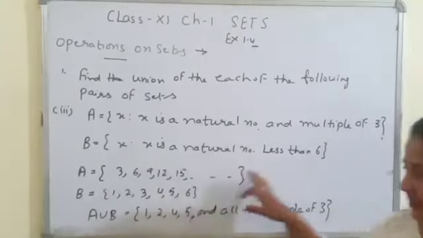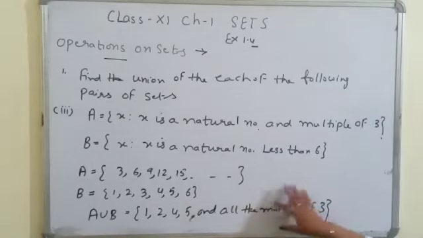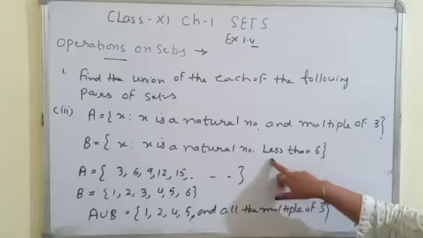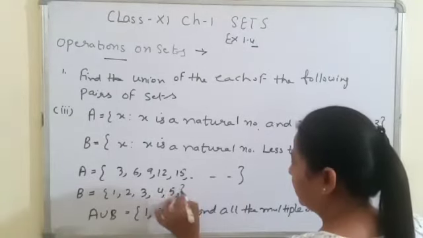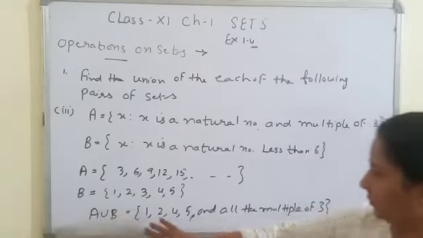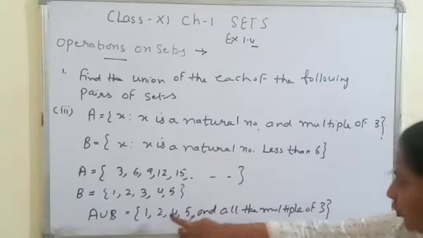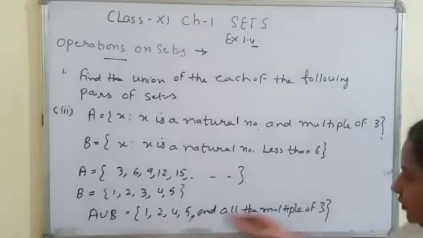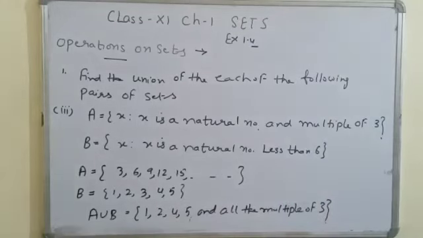Again I am repeating, set A is multiples of 3. No limit is given here, so it is infinite. The second one is B, which has natural numbers less than 6, so we will write up to 5, not 6. Now the collection of A union B: write down the elements 1, 2, 4, 5. I am not writing 3 here because 3 is included in the multiples of 3. Now this is the union of set A and set B.